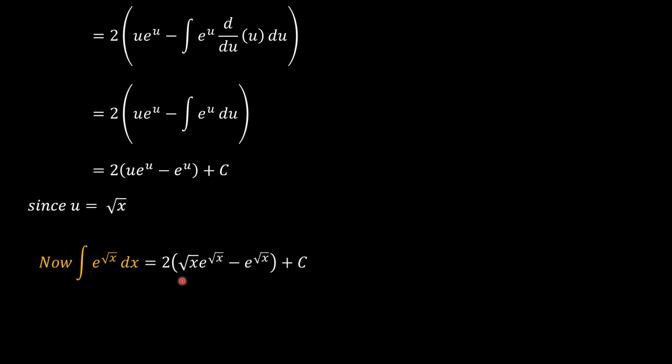We can pull e to the power square root of x out to just make the expression more succinct. So we have 2 times e to the power square root of x times open bracket square root of x minus 1, close bracket, plus the integration constant. That was the answer that was being looked for.